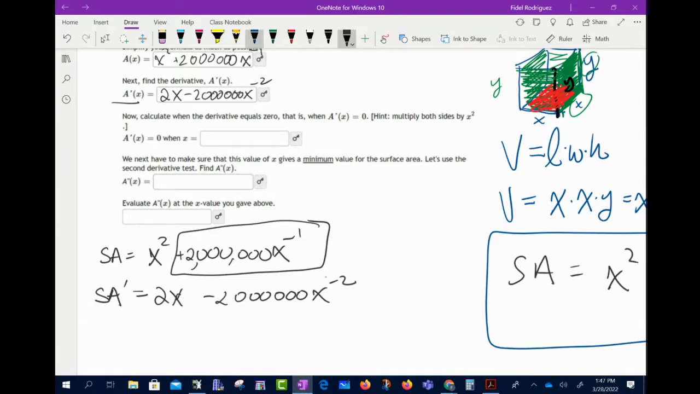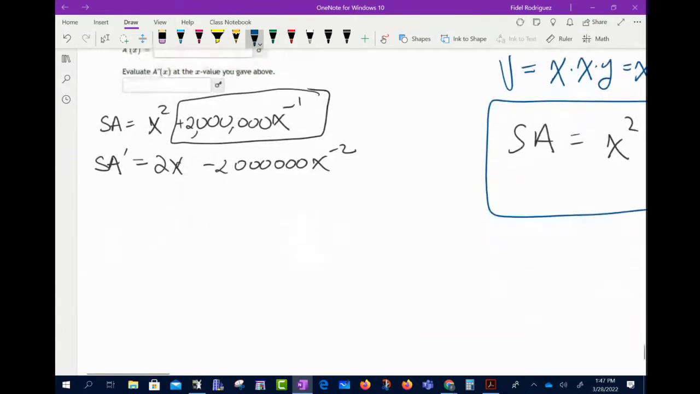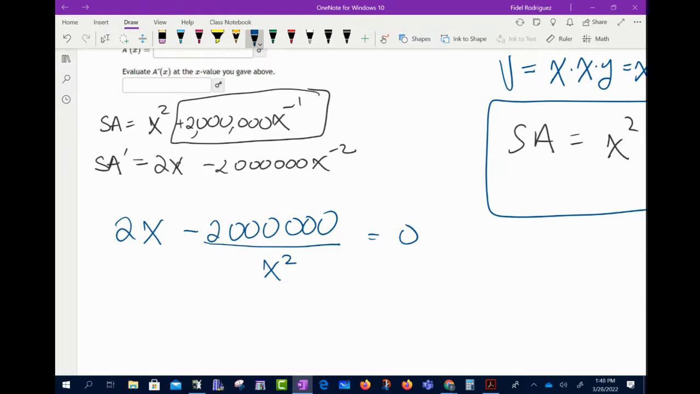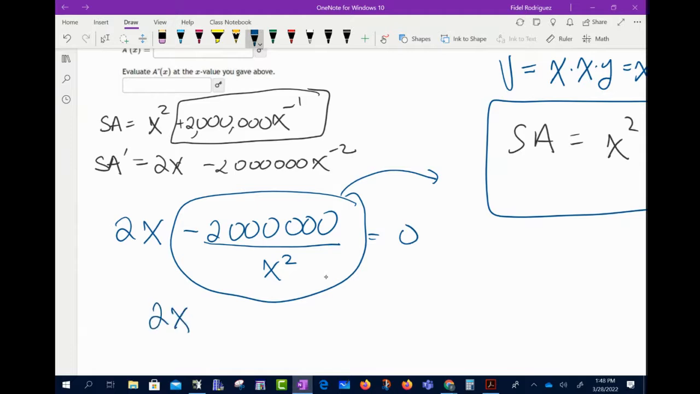All right, now look what it says next. It says, now calculate when the derivative is equal to 0. Okay, so I'm going to take my derivative, y'all, and we're going to set it equal to 0. So 2x minus 2 million. I'll write it like this, y'all. Right now, I'm going to set it like this, is equal to 0. Okay. So if I'm trying to solve this equation for the letter x, a couple things I can do. If we take this term here, y'all, and we move it over to the right side, y'all agree that we would end up with a 2 million over x squared?